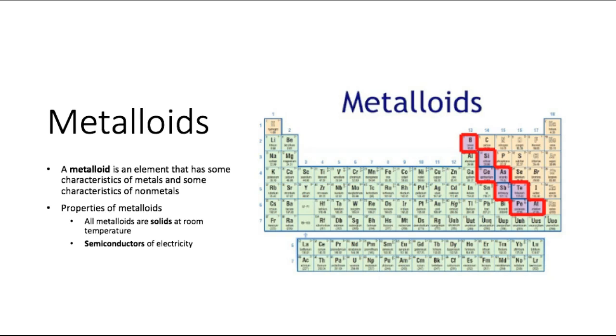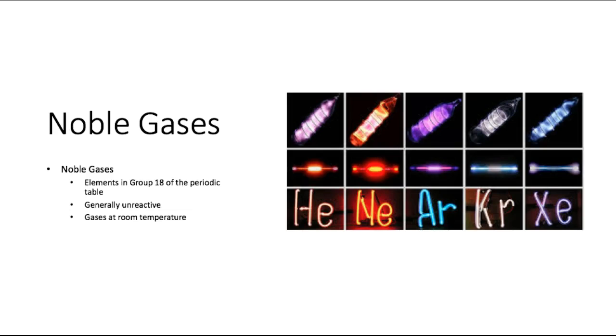And finally, the last column of the periodic table are the noble gases. They're in what we call group 18 or group 8A, depending on how your periodic table is numbered. Generally, the noble gases are unreactive. We can force them to react with some elements, but in general, they don't react at all. And these are all gases at room temperature.